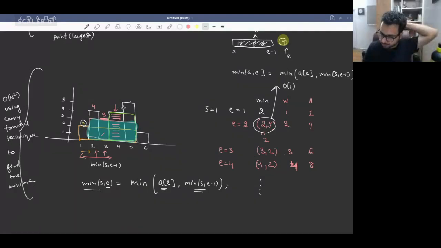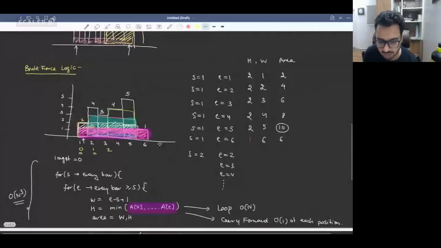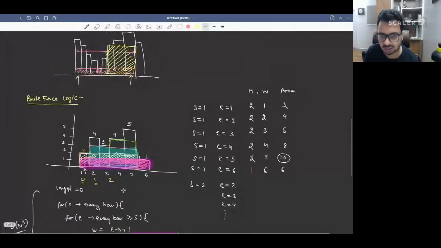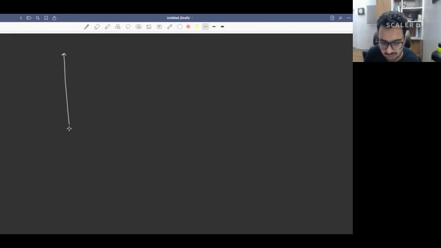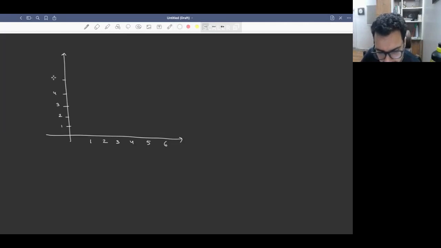Swati says question. So Swati, the question is like this. We are given a bar graph like this, and we want to create a largest rectangle which does not go outside the boundary of the bar graph. Okay, that's what we are doing. So let's do one more attempt. But this is still not the best solution. The best solution is yet to come. Let's draw the bar graph again. So we have bars 1, 2, 3, 4, 5, 6. The bars have a height.